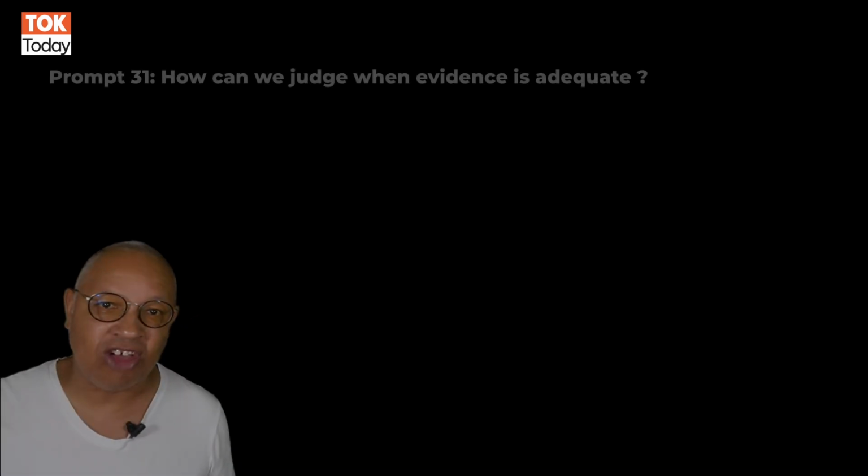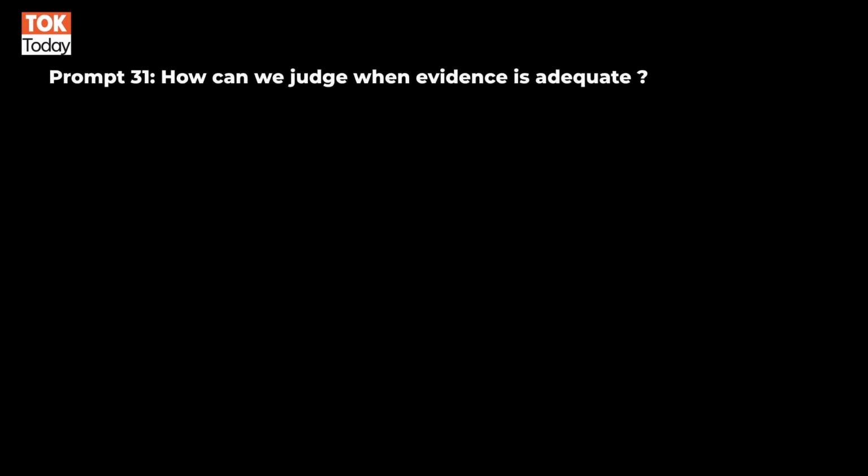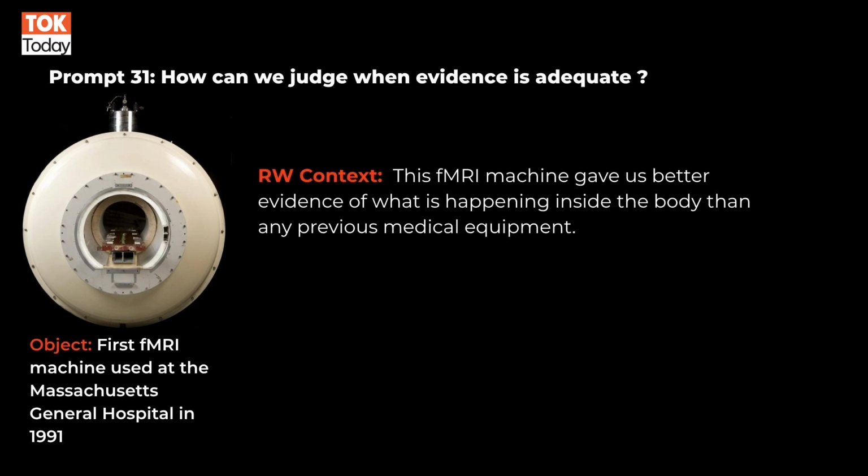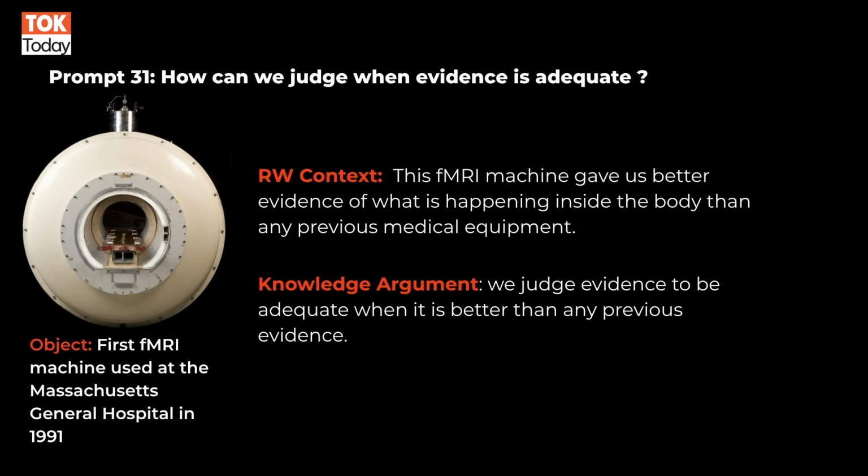So for my first prompt, prompt 31, how can we judge when evidence is adequate? I'm choosing the world's first fMRI machine used at the Massachusetts General Hospital in 1991. The context is that this fMRI machine gave us better evidence of what is happening inside the body than any previous medical equipment. The knowledge argument being that we judge evidence to be adequate when it's better than any previous evidence.